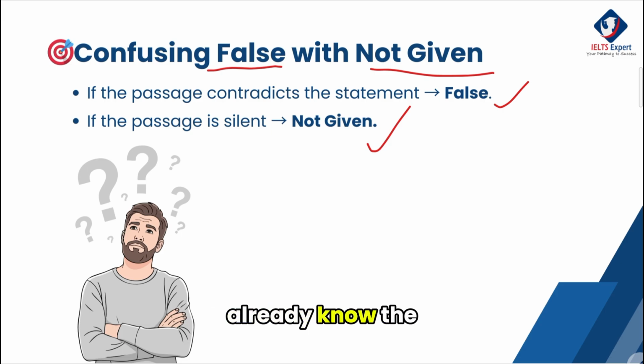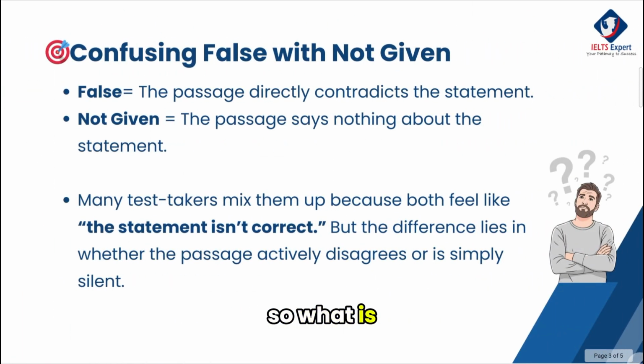As you already know, when the passage directly contradicts the statement, you will decide false. When the passage is silent about the statement, then you're going to decide not given. So I'm going to be talking about the confusion when it comes to deciding whether the statements are false or not given. So what is the confusion?